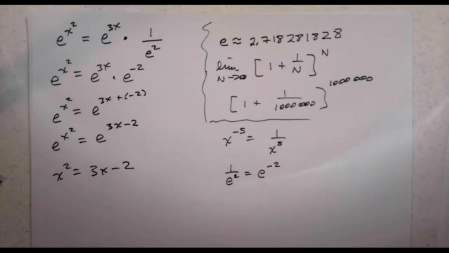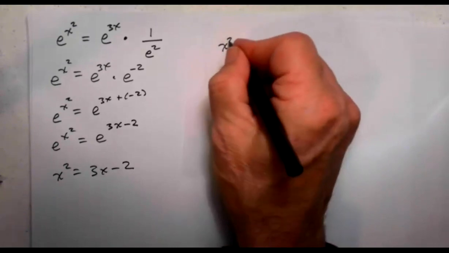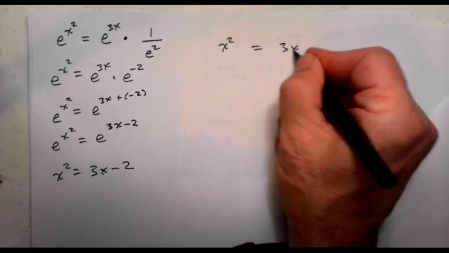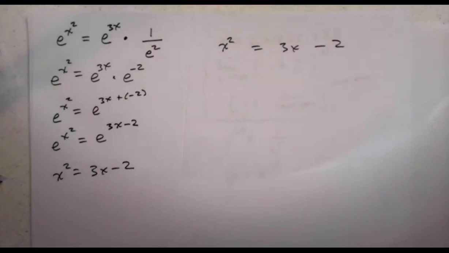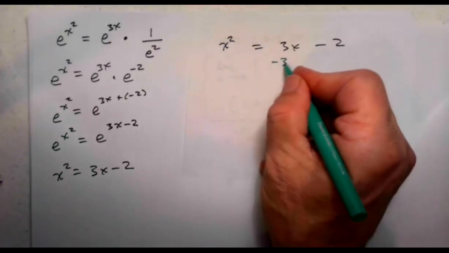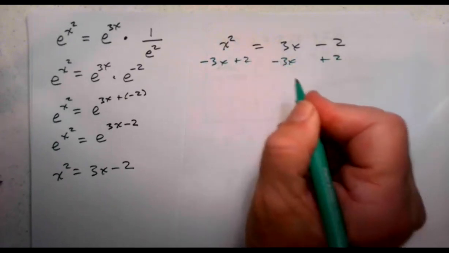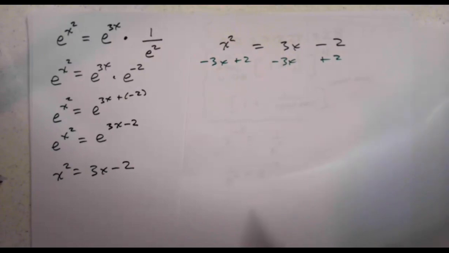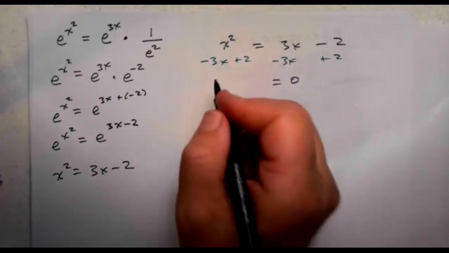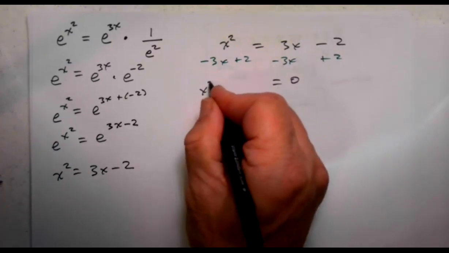And then how do we solve that? How are we going to solve x squared equals 3x minus 2? Well, we've got to get all of the x's on one side. That is a quadratic. So I'm going to subtract 3x from both sides, and add 2 to both sides. So that the right-hand side just becomes 0, but the left-hand side becomes x squared minus 3x plus 2.